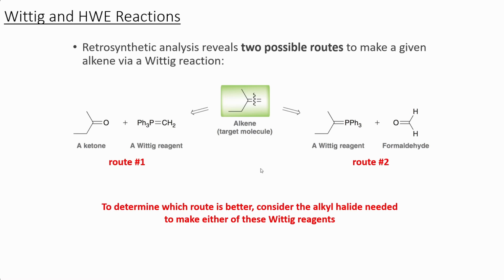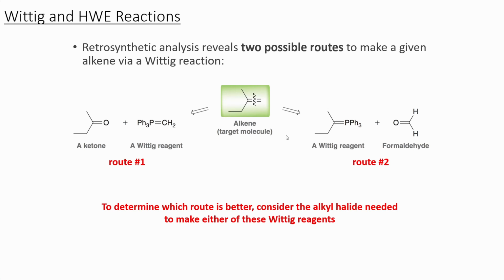When we go to make our Wittig reagent and decide, okay, for this particular molecule, which Wittig reagent do we want to use, there's actually going to be two potential options depending on which side of the double bond we use as our ketone and which side we use as a Wittig reagent. So if we just look at this target molecule, we could see in one route it would start with the ketone on the left and this simple Wittig reagent. If we swap sides, we could use also formaldehyde and this Wittig reagent.